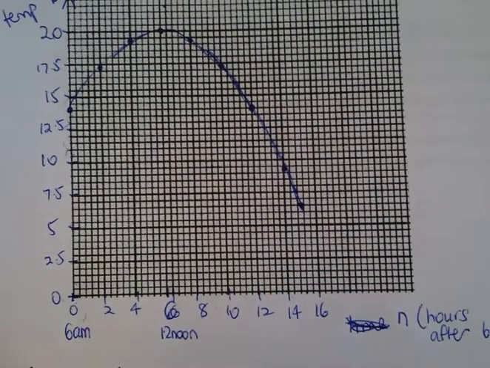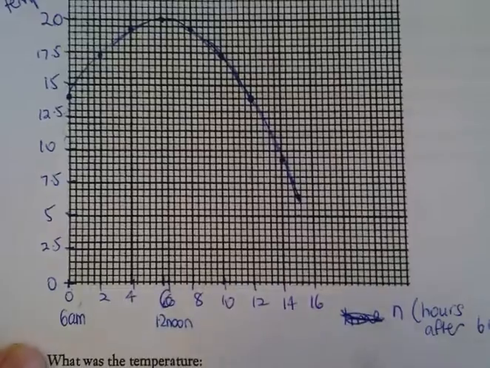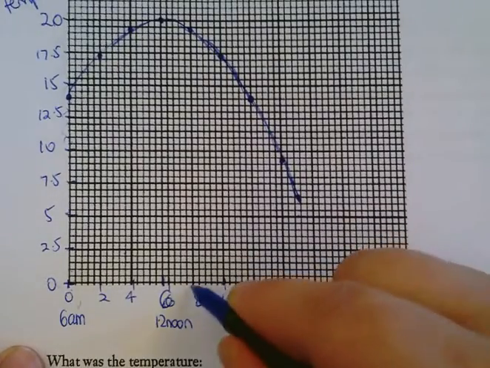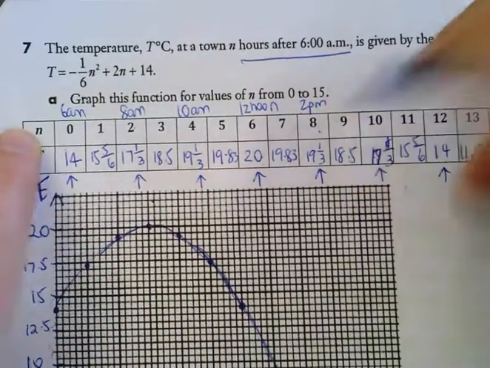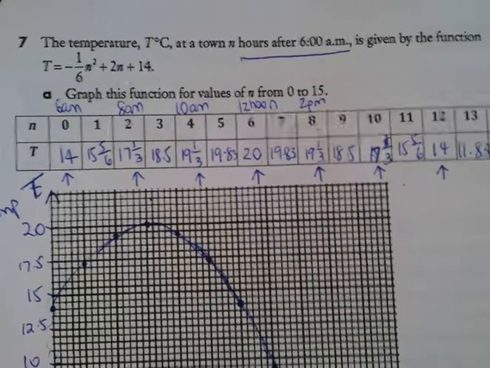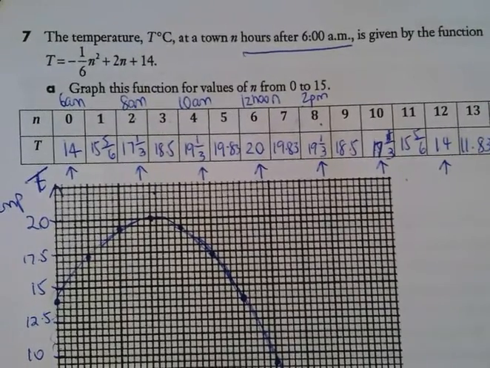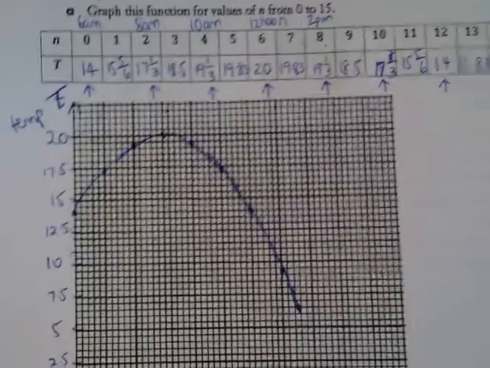All right, so the next question was at 2 p.m. Where's 2 p.m.? At 8 hours. And we can look up here too. 2 p.m. is 8 hours after 6 a.m. Temperature at 2 p.m. is 19 and 1/3 degrees, or 19.3 recurring degrees.